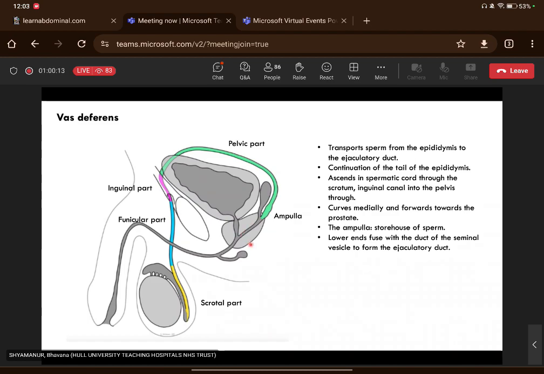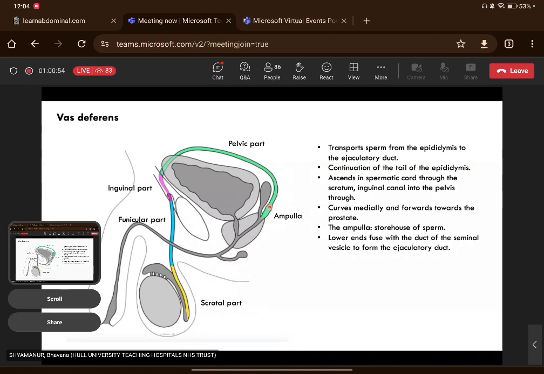So the vas deferens or ductus deferens, both synonyms, starts as a continuation of the tail of the epididymis, and as it ascends up the scrotum, that is the funicular part. The inguinal part runs through the inguinal ligament, and then once it enters the pelvis, it runs backwards and medially, and both vas deferens on either side converge in the center, and then move forwards and downwards, where they both join up with the excretory duct from each seminal vesicle to form the ejaculatory duct.